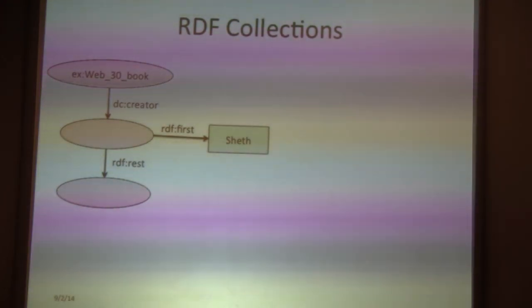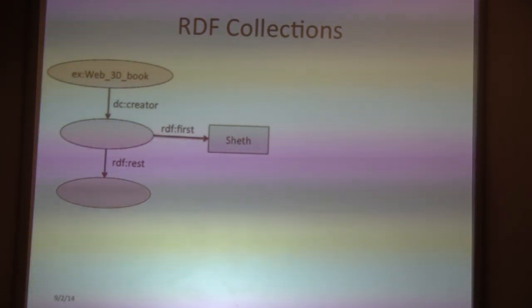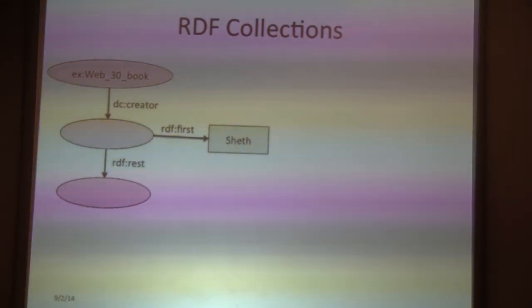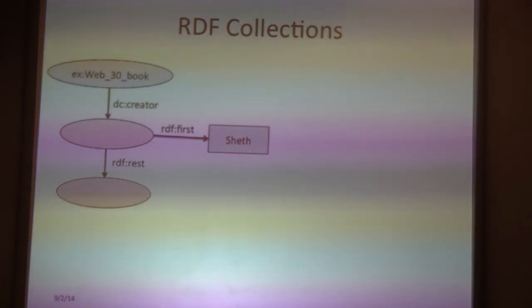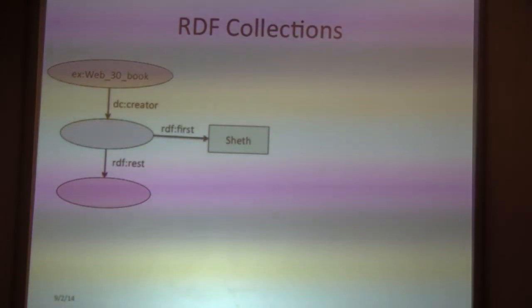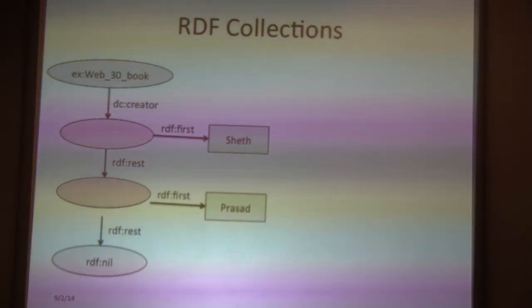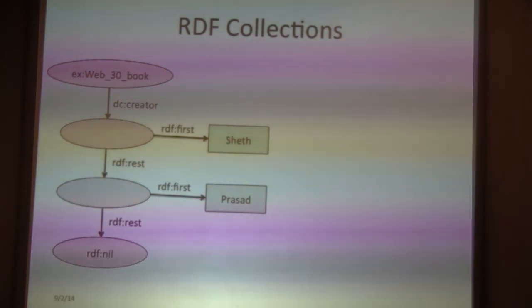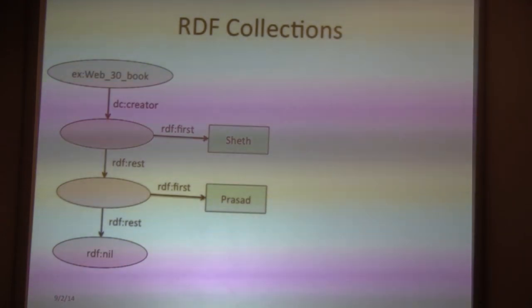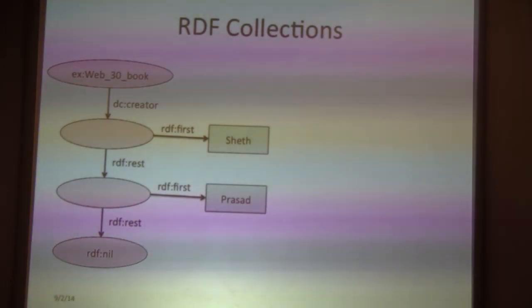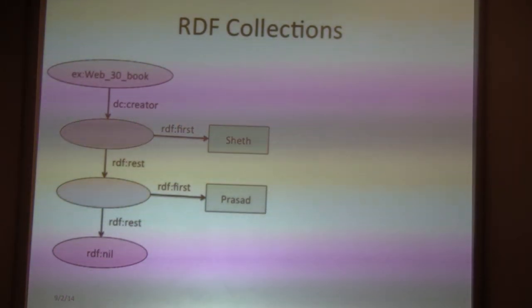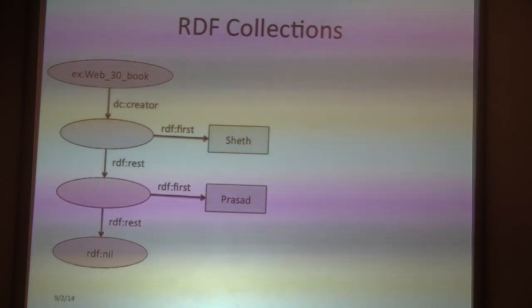In that, the blank node is the first node, and the value of this blank node is double shape, and then it points to the rest. The rest attribute itself points to another blank node, and this blank node also has two attributes. One attribute points to the second item in the collection, and another attribute points to nil. So it looks like a linked list in RDF, right?